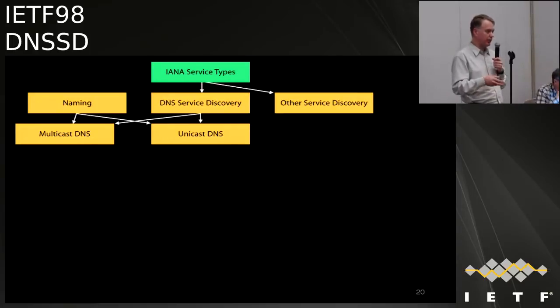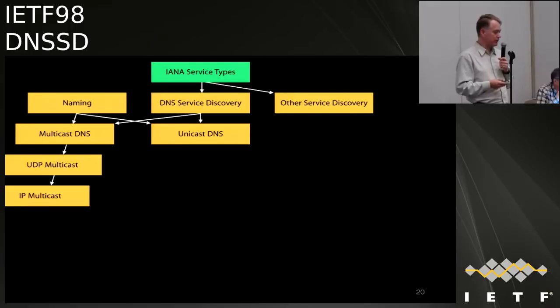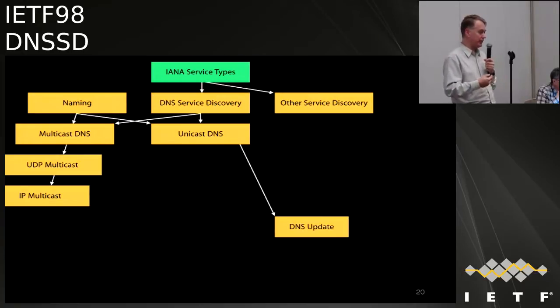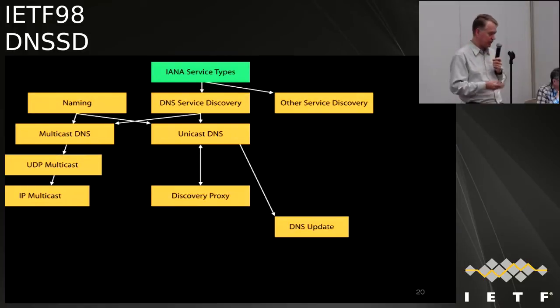Multicast DNS runs over UDP and over IP multicast. Where the interesting action is now, and in coming months and years, is on the unicast side. We've talked a little bit about doing DNS updates to push data into the namespace. The discovery proxy is another way to conceptually import data into the tree of the unicast DNS namespace.